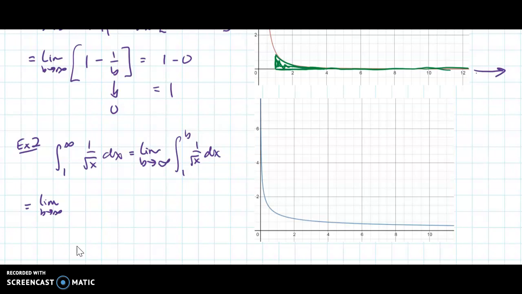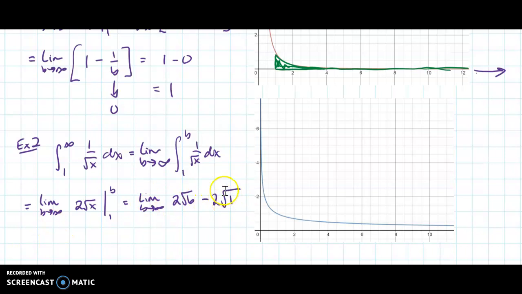1 over root x integrates to 2 root x. You should be able to do that. I'm going to evaluate it from 1 to b. That gives me, again, keep the limit notation, the limit as b goes to infinity of 2 root b minus 2 times root 1.